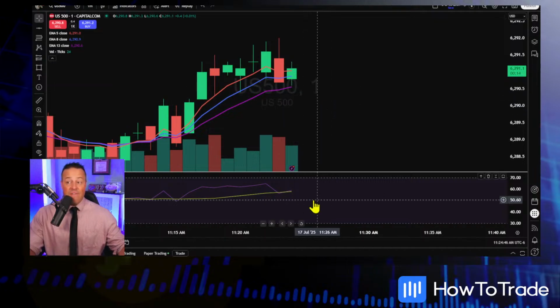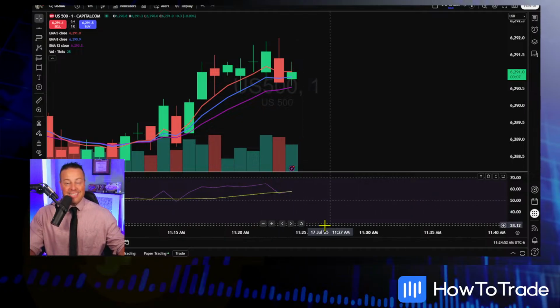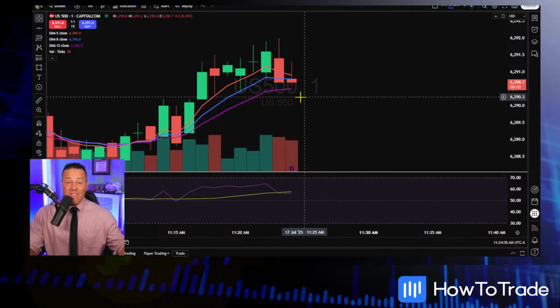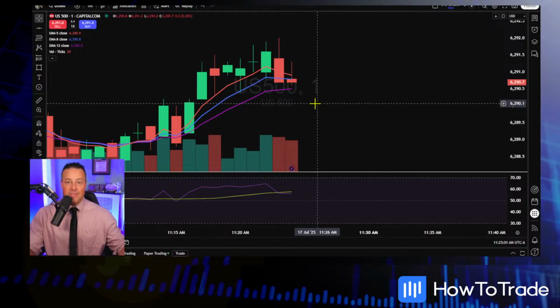On the flip side, if I wanted to buy the market, the RSI would have to be below 30. That suggests the market's oversold, and I'm going to be able to enter the market when the 5 EMA crosses the 8 EMA and price closes above all 3 EMAs.